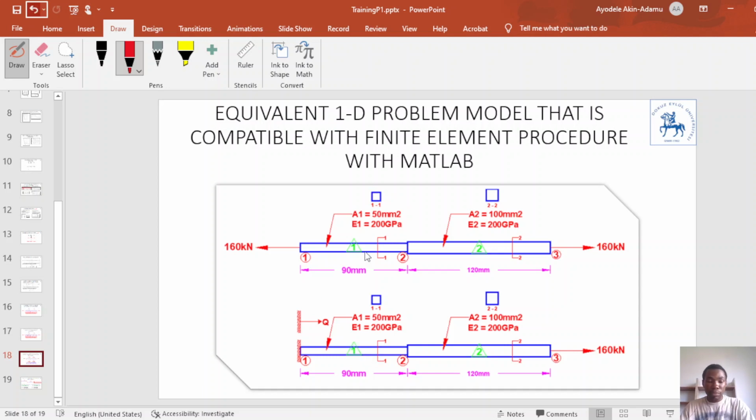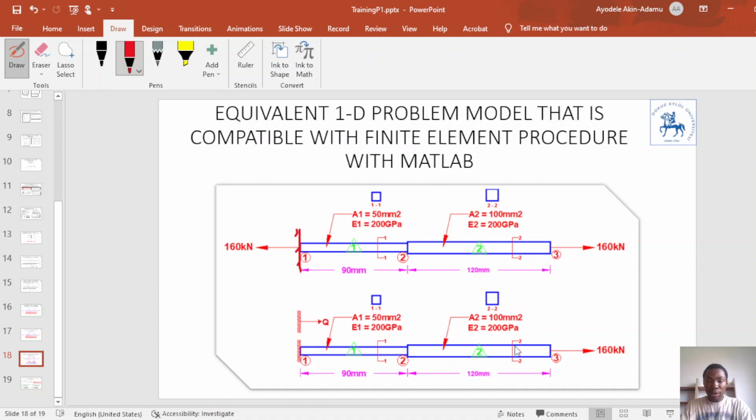Since the structural problem that we're given does not have a boundary condition, and we want to use a finite element procedure to solve this problem, we can make an assumption that at node 1, at this point here, we have a pin support. I actually drew the diagram here. At node 1, we have a pin support.